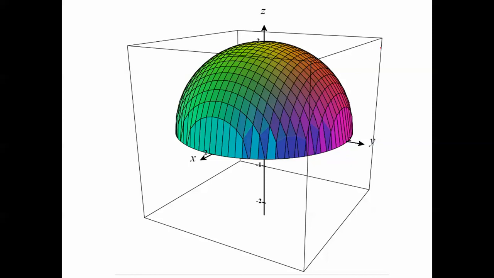Theta goes from 0 to 2 pi, so we're going all the way around, and phi is this angle, the angle between the positive z-axis and the line segment connecting the origin and the point. And so since phi is going from 0 to pi over 2, we get the entire hemisphere.